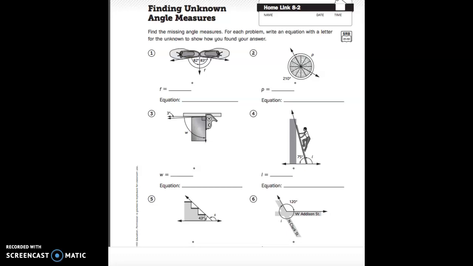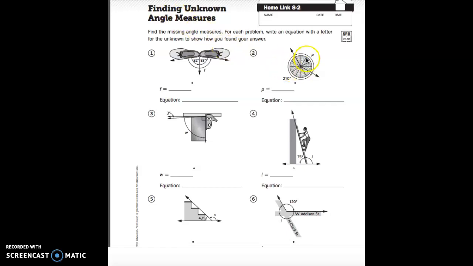Hi everyone! Today we're going to be finding unknown angle measures. This is going to feel a little bit of a review for you because this year we've already done some of this work. We've already looked at angles and tried to figure out the measure of an angle that was missing. One of the things we need to understand and hold in our minds before we do this work is the measurement of different benchmark angles.